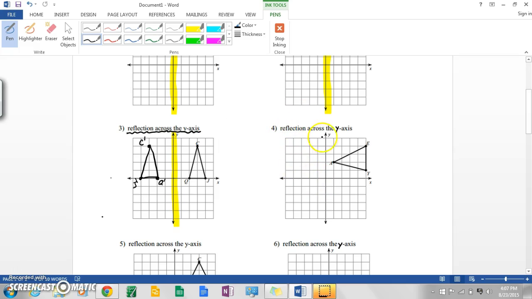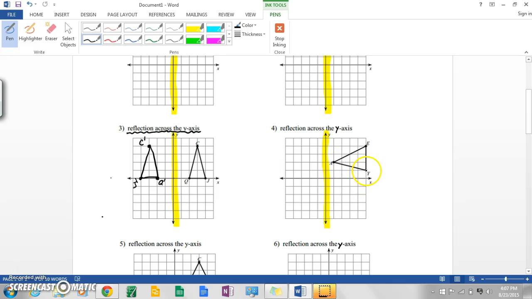Number 4, reflection across the y-axis. Think about it. We're going straight down the middle. Okay, there's our line of reflection. And we're going to go through each vertex and figure out its reflection.